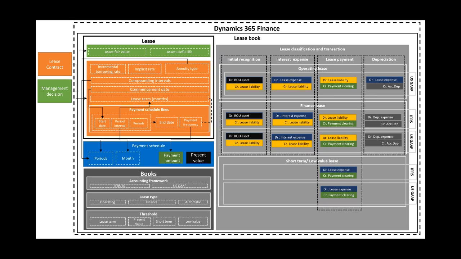In the initial recognition, this is the first transaction that increases the right of use asset account, where we are debiting the ROU, or the right of use asset account, and increasing the lease liability. Of course, both accounts are balance sheet accounts.